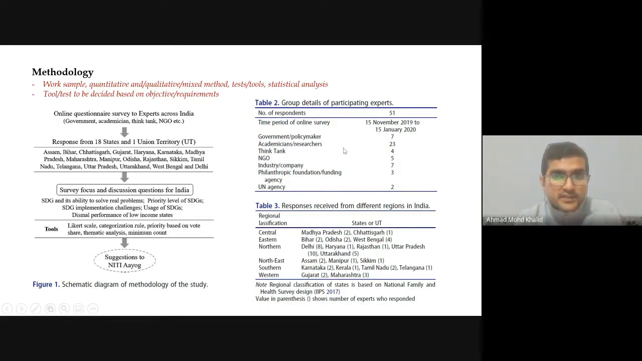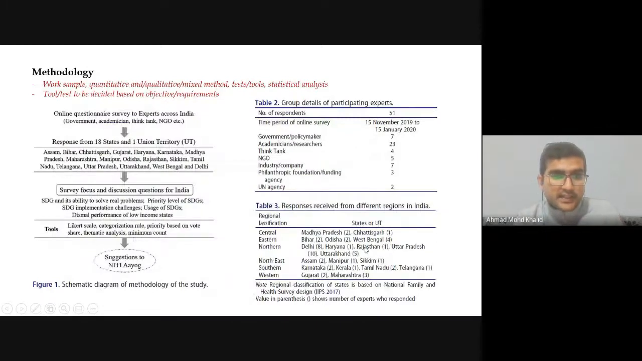Then he mentions that there were 7 government officials or policymakers, 5 people from an NGO, 2 people from a UN agency, and 7 people from industry. So he also breaks down who these 51 people are and how many are from different sectors.